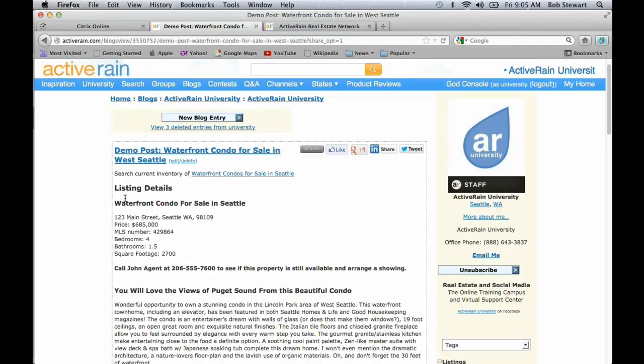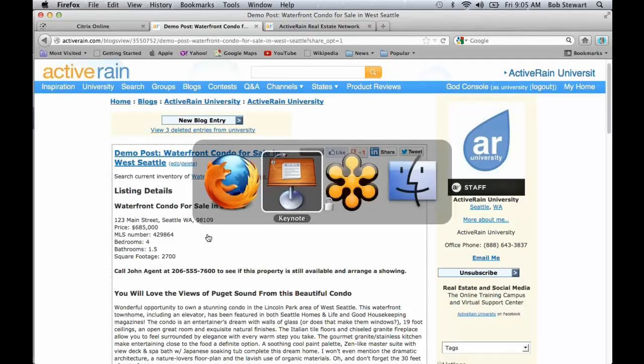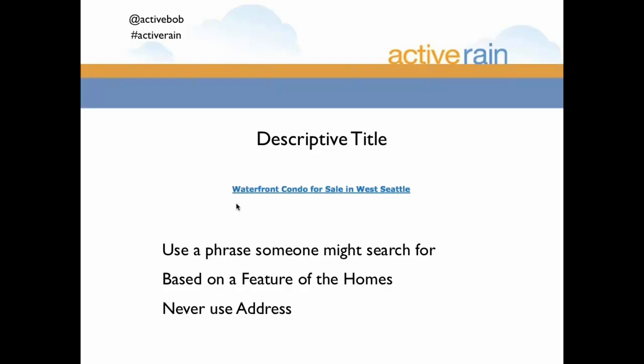But the very first piece we're going to look at is the descriptive title. In my case, I've used "waterfront condo for sale in West Seattle." The reason I did that is because I want to make sure that my title is based on some descriptive element of the listing itself. There's a few things that I never want to use in my title, and the first thing that I see a lot of people use in their title line would be the address.